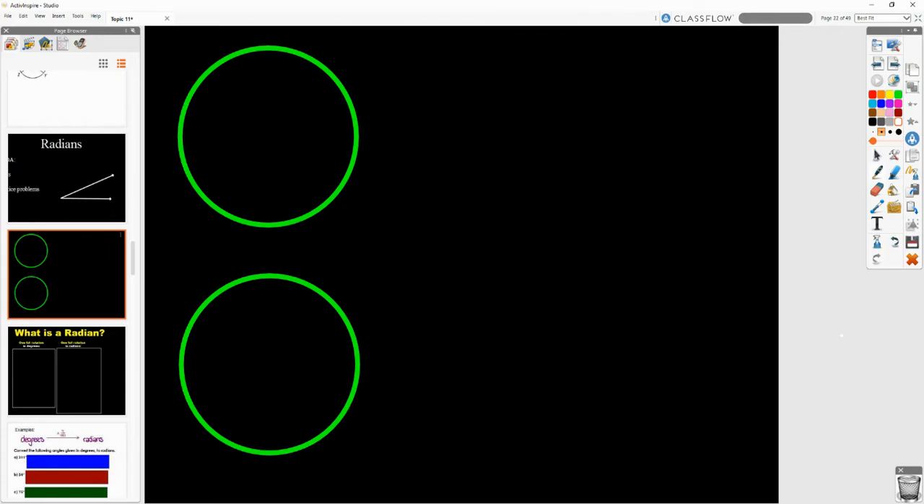You can notice that the word radian is pretty similar to the word radius, right? There's a reason for that. We're going to take that first circle on your page, and we're going to draw a radius on it. And we're going to say that radius is length r.